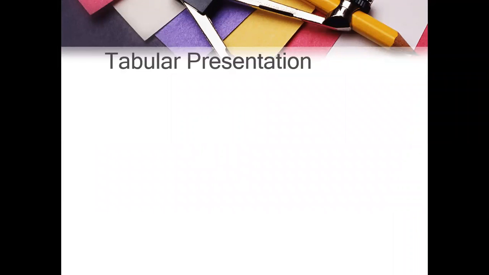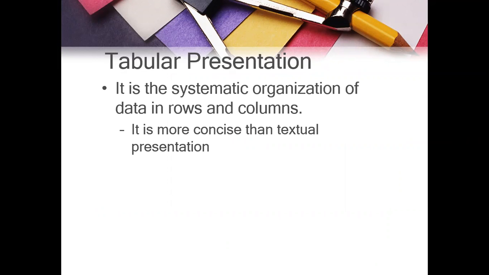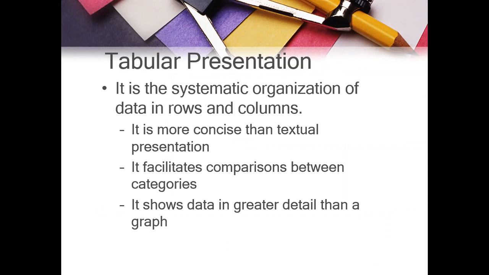The second way of presenting data is through a table. Tabular presentation is the systematic organization of data in rows and columns. It is more concise than a textual presentation. It facilitates comparisons between categories. It shows data in greater detail than a graph since you can actually see the values of your data.